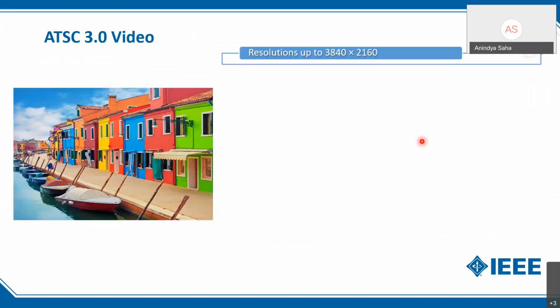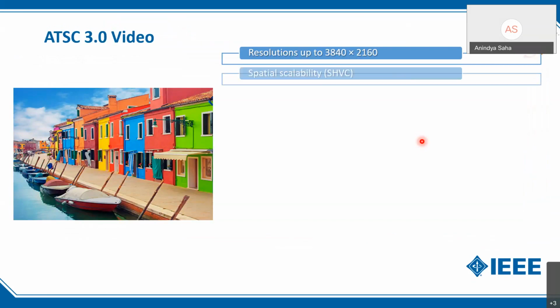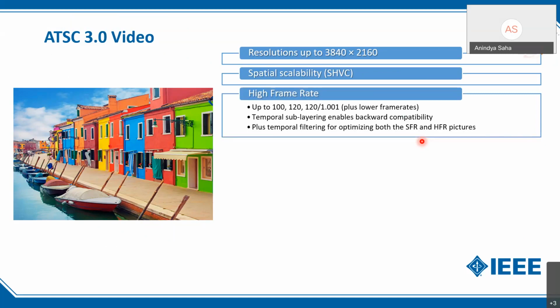So let's go to some of the other aspects of ATSC 3.0. One of the important things is it supports up to a resolution of 4K, that is 3840 by 2160. Well, the standard is still extensible to support 8K as well, but those are mainly market-driven things. It supports spatial scalability for spatial resolution, and this is where SHVC comes into the picture. It supports high frame rates, 100, 120, and even fractional rates. Temporal sublayering is a feature which is added here to ensure a backward compatibility mechanism for high frame rates.